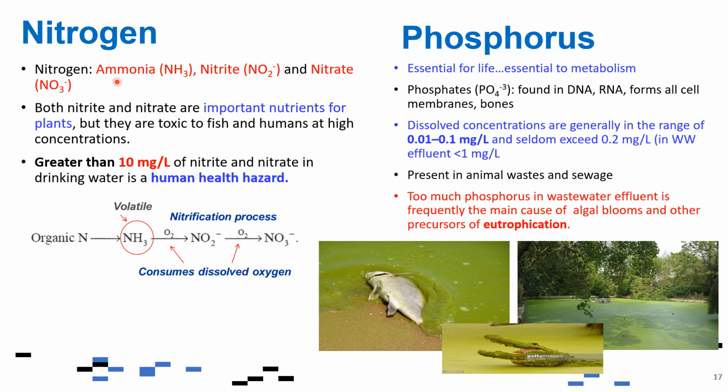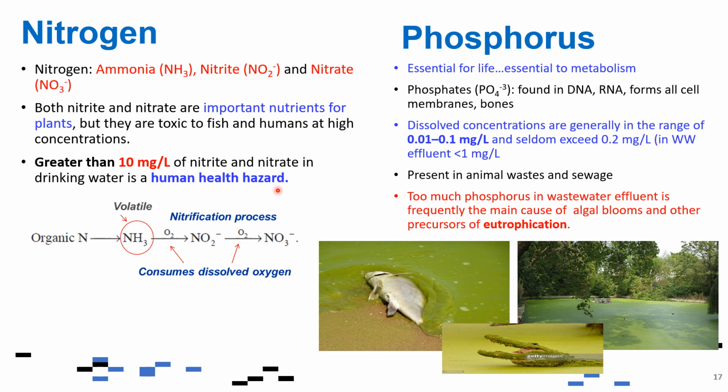Nitrogen is in the form of ammonia, nitrite and nitrate. So the nitrogen is here in these compounds: NH3, NO2 minus, and NO3 minus. Both nitrite and nitrate are very important for plants, but they are also quite toxic and dangerous for fish and animals. In fact, we need to limit the level of nitrate and nitrite in our drinking water to less than 10 milligrams per liter, because otherwise it will be quite dangerous for human consumption.